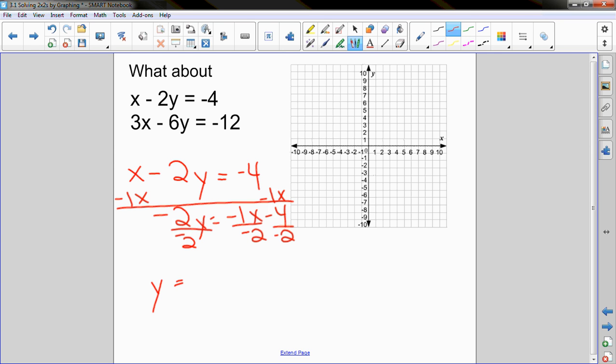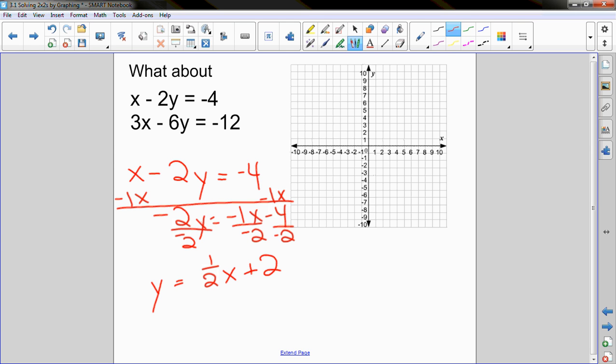Okay, so starting with that negative 1x over negative 2. What is negative 1 over negative 2? Positive 1/2 x. Yep, it's 1/2 x. Now what about the negative 4 over negative 2? Negative or positive? What did you talk about? Positive. Very good. Positive 2. Good job.